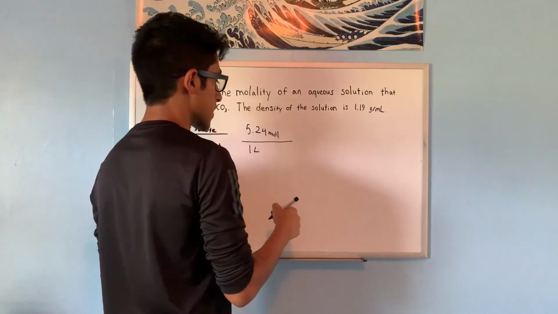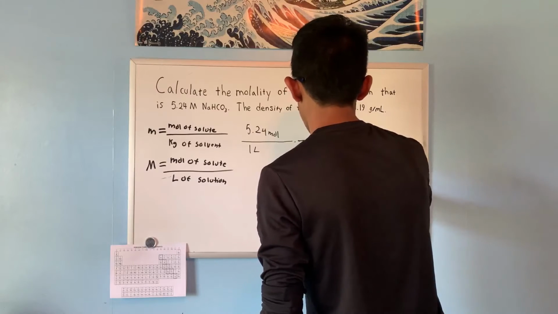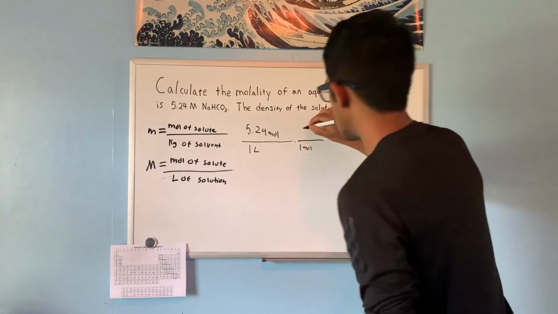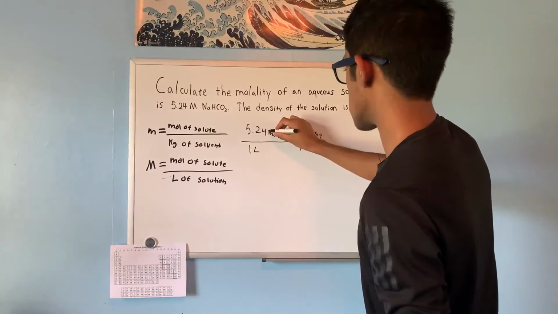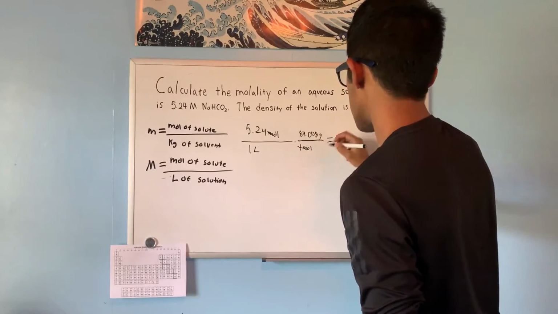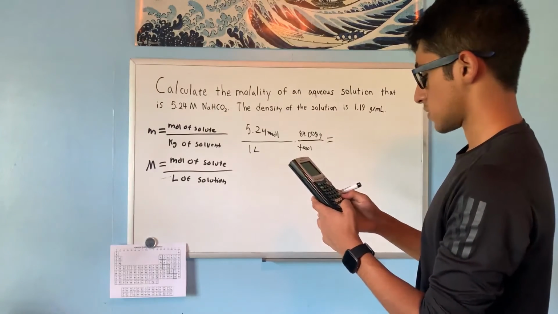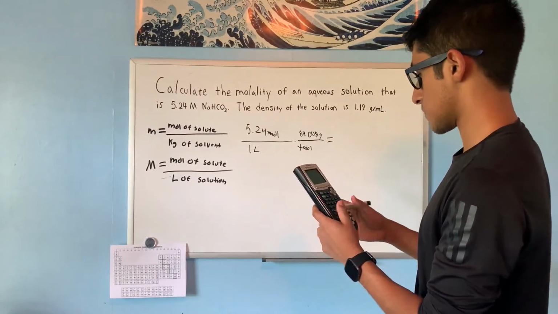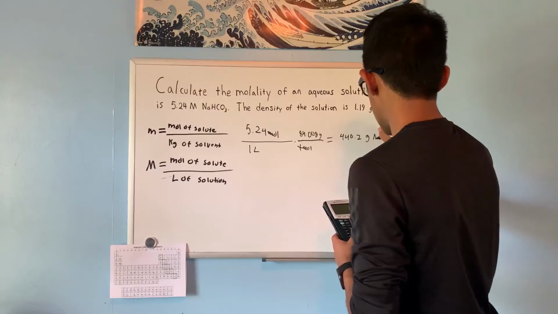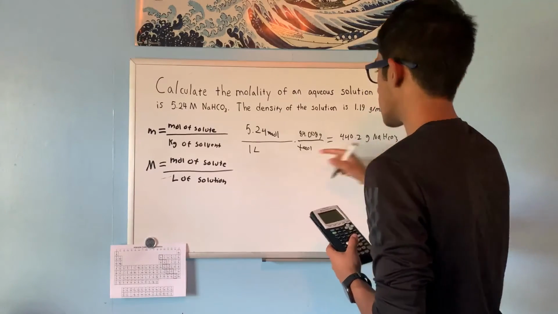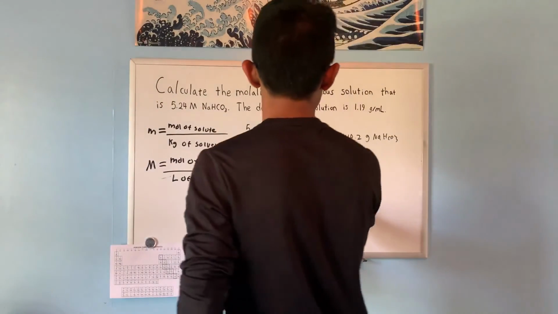So let's try and convert this to grams. What we know is that 1 mole of sodium bicarbonate is equal to 84.008 grams. So these are going to cancel out the moles, and we're going to be left with an answer in grams. So 5.24 times 84.008 gives us 440.2 grams of NaHCO3 in our 1 liter of solution. I'm going to erase this.